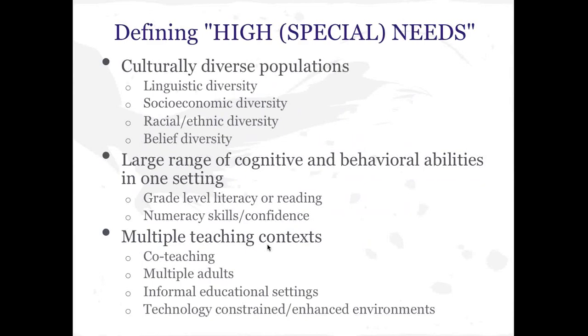So, to begin, we first need to define what we mean by special or high needs population. We are attending to three major themes in the high needs or special needs group. We're talking about culturally diverse students, a large range of cognitive and behavioral abilities, and then multiple teaching contexts. So we are looking at co-teaching, we're looking at various adults in the room that are not necessarily certified teachers, we're looking at informal educational settings, and technology constrained or enhanced environments.